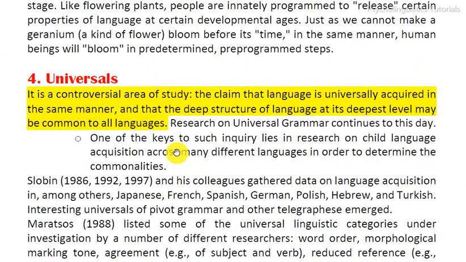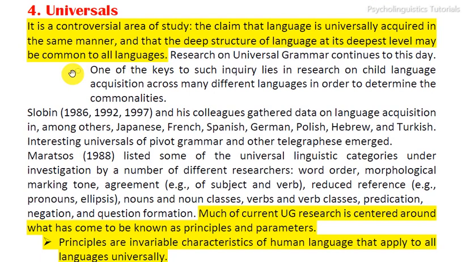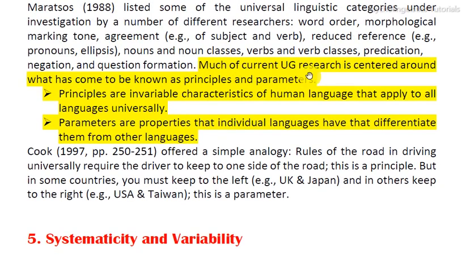Okay, the fourth one is universals. It is a controversial area of study. The claim is that language is universally acquired in the same manner and that the deep structure of language at its deepest level may be common to all languages. Much of current universal grammar research is centered around what has come to be known as principles and parameters. Principles are invariable characteristics of human language that apply to all languages universally. Parameters are properties that individual languages have that differentiate them from other languages.